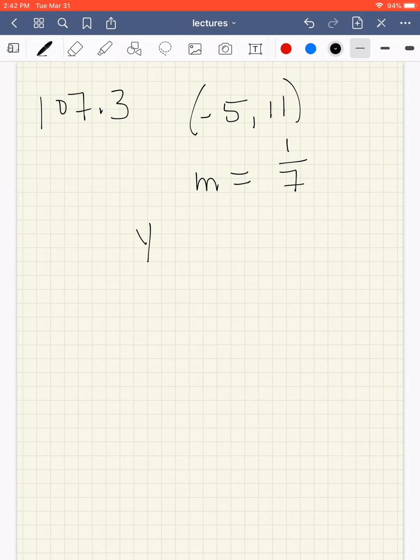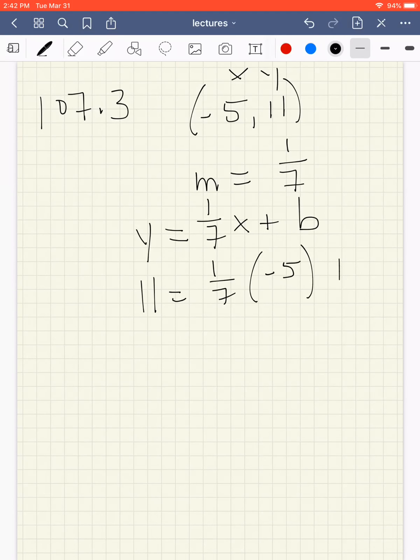Okay, so you should have y equals 1/7 x plus b. And here's my x, here's my y. So 11 equals 1/7 times negative 5 plus b. I can put that over 1. So 11 equals minus 5/7 plus b.